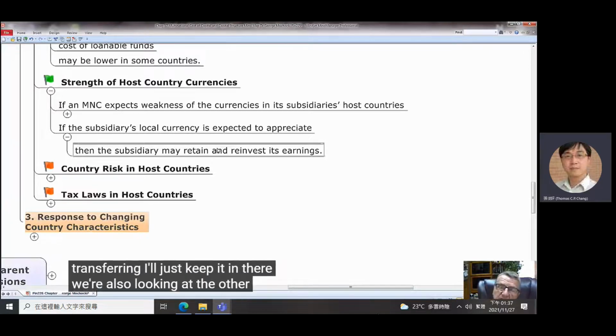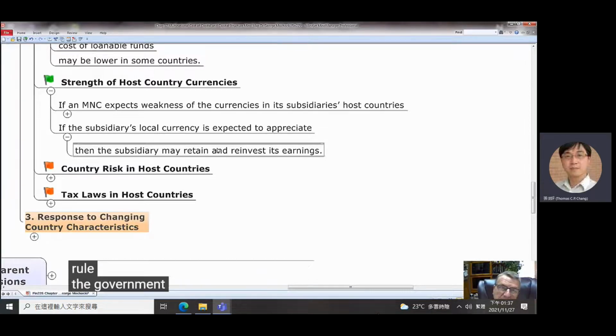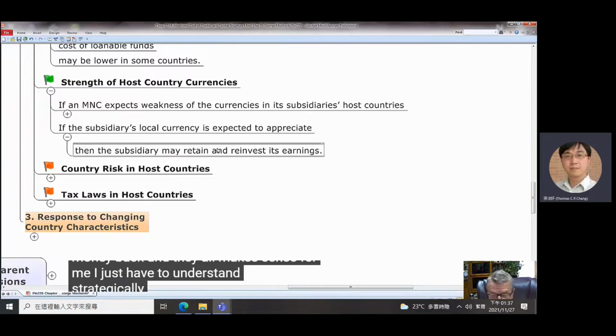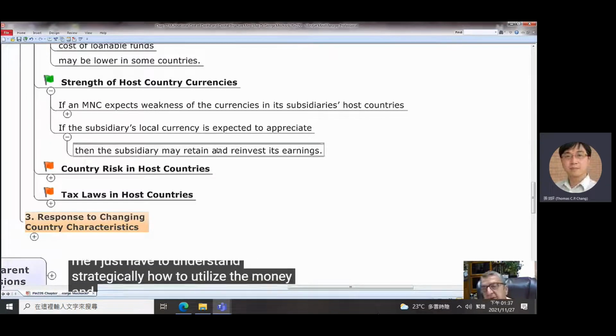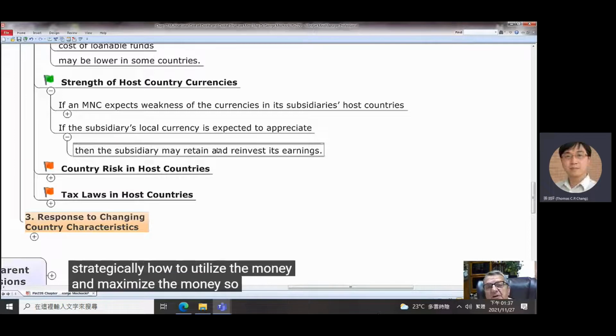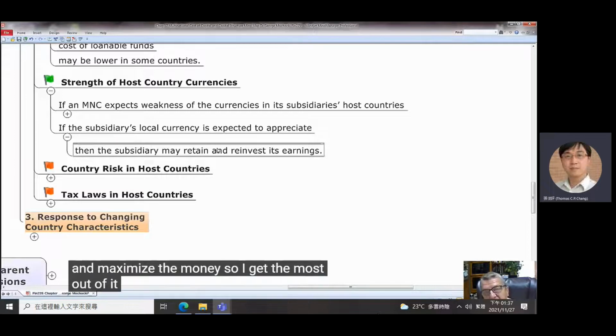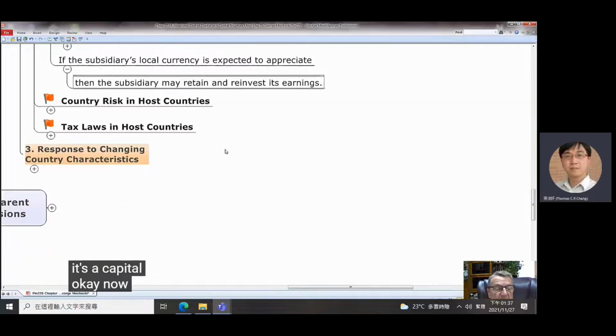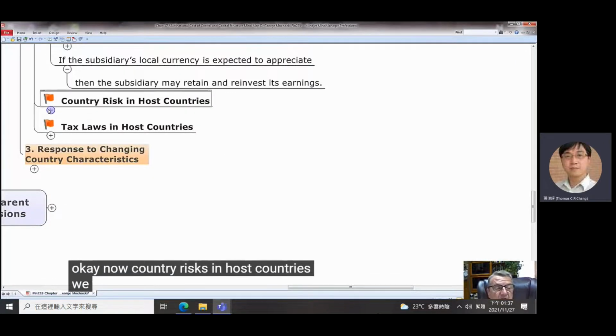Remember, we're also looking at the other factors just thrown in. The remittance. What are the rules from the government telling me I can bring the money back? It may all make sense for me. I just have to understand strategically how to utilize the money and maximize the money so I get the most out of it, just like I would a product or a service. It's a capital. Okay. Now, country risk in host countries, we talked about that.